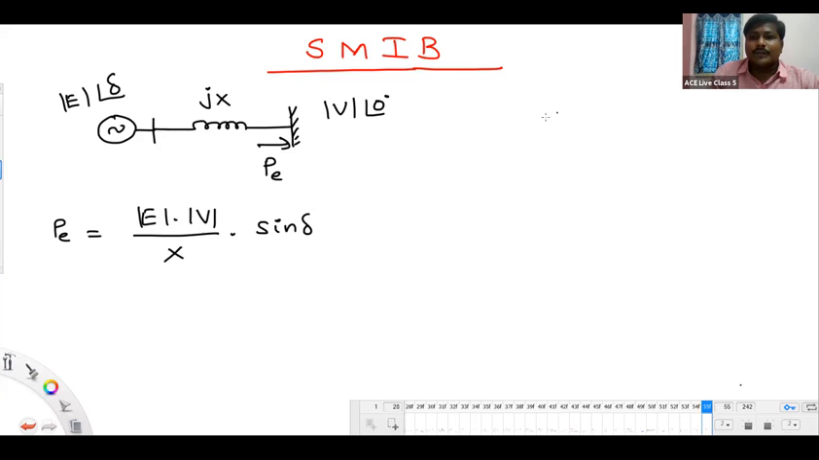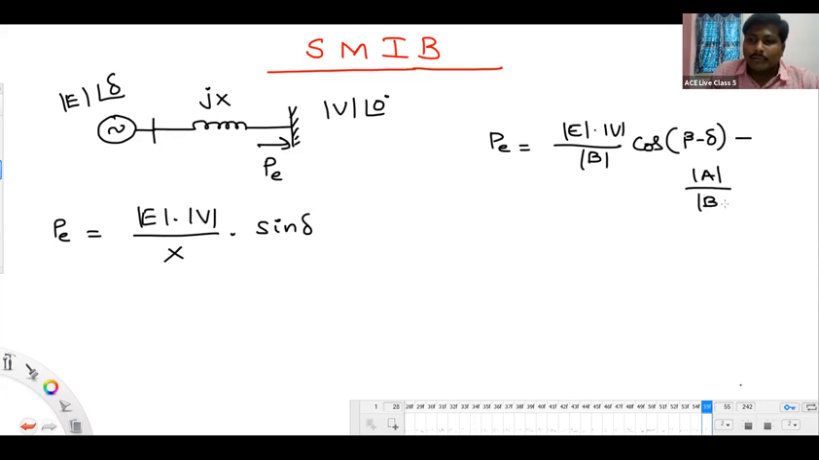Look here. PE equals mod E into mod E by mod B cos of beta minus delta, minus mod A by mod B square cos of beta minus alpha. That's it. What is parameter A of the network? 1, because there is no shunt element here. 1 at an angle 0 degree. What is parameter B of the network? Anybody? jX. X at an angle 90 degree.